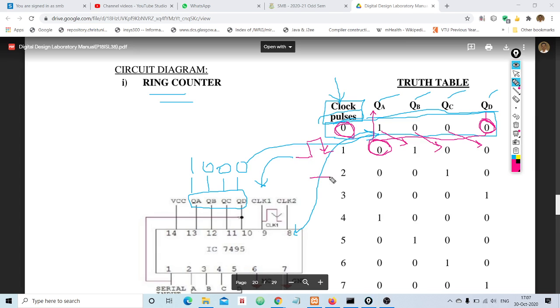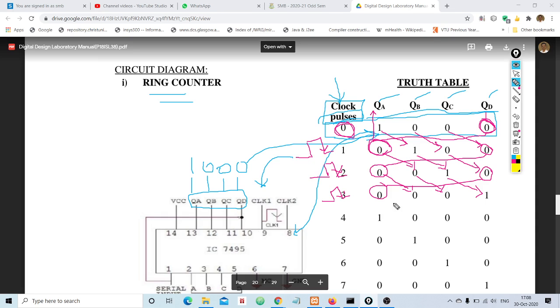And again if you apply the clock for the second time, these two indicate applying the clock twice. Again what happens? The bit present in the QD position will be copied to the QA position, and the bit present in QA will be shifted to QB. QB content will be shifted to QC. QC content will be shifted to QD. Again if you apply the clock for the third time, the content of QD will be copied to QA, and QA content will be shifted to QB. QB content will be shifted to QC. QC content will be shifted to QD.